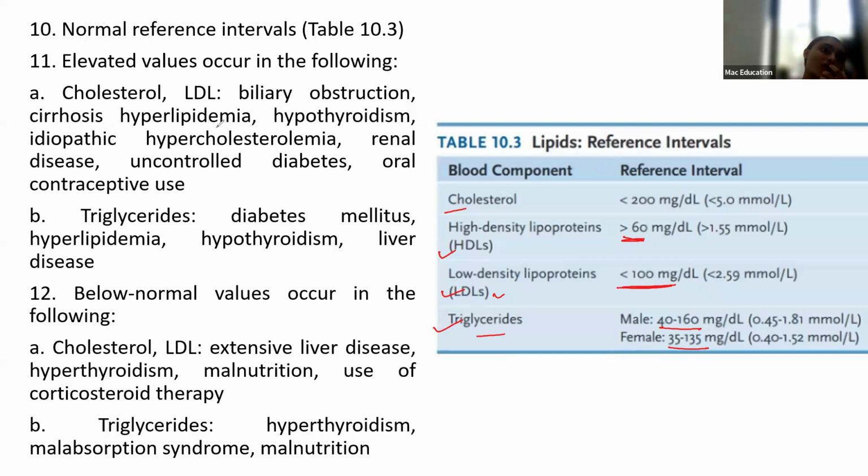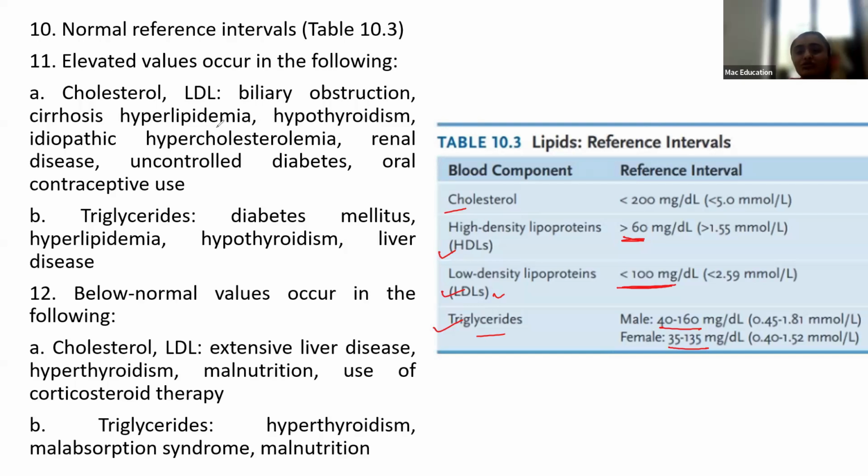Hypothyroidism. How? Metabolism decreases. Yes, in hypothyroidism, the metabolism has reduced, so there is not enough breakdown of the fatty food. It leads to high levels of cholesterol and LDL. Idiopathic hypercholesterolemia. What is that? Yes, there is a high level of cholesterol, but we don't know why the levels are high. So that is called idiopathic hypercholesterolemia.